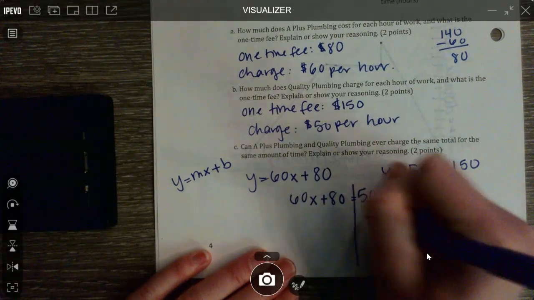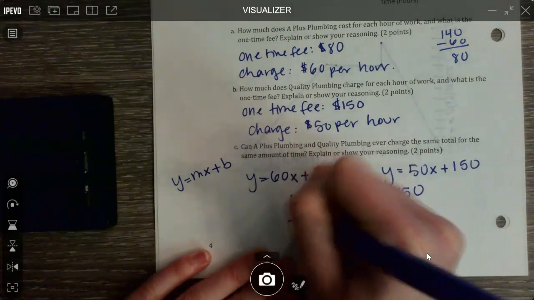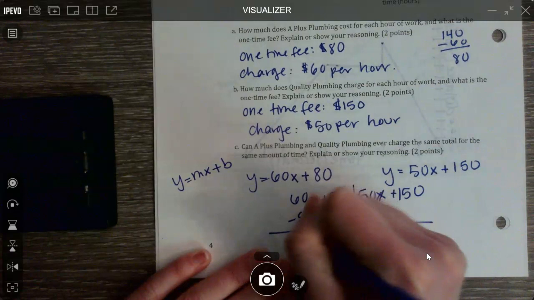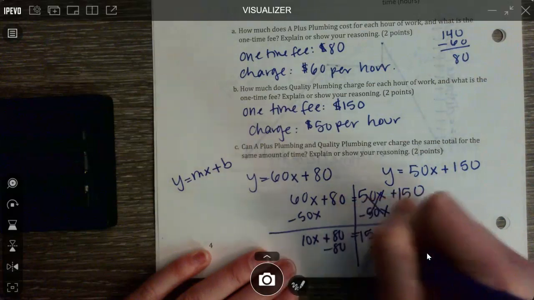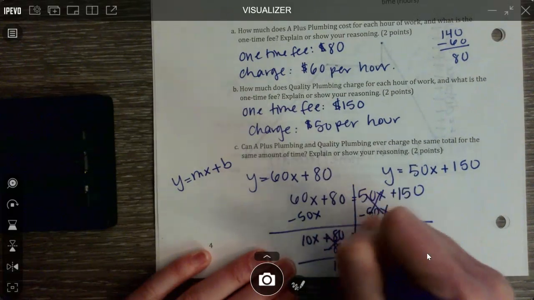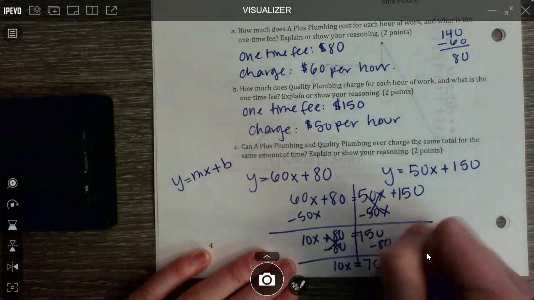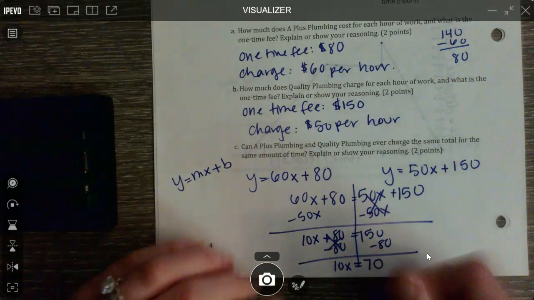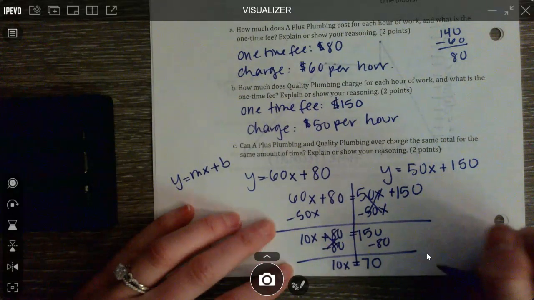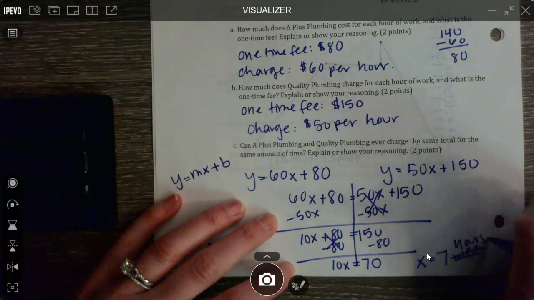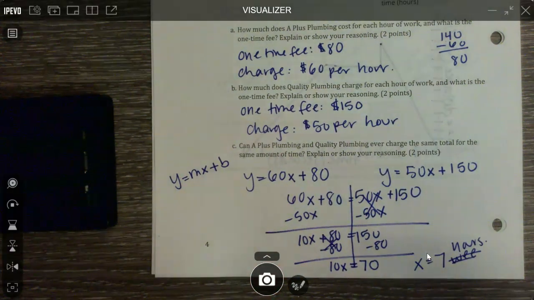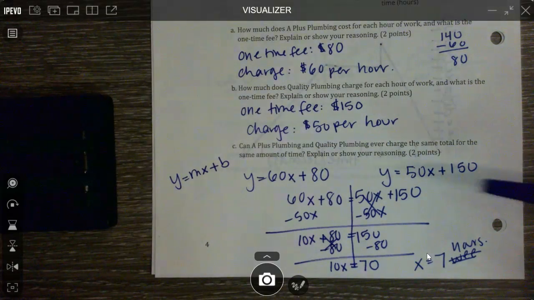Draw my line. I'm going to take away my 50x from both sides. I've got 10x plus 80 is equal to 150. Take away my 80. 10x is equal to 70. Alright, so then if I divide both sides by 10, x equals 7 hours. So after 7 hours, they will charge the same exact for a service. So yes, they will have the same amount at some point. This would be the work you need to show.